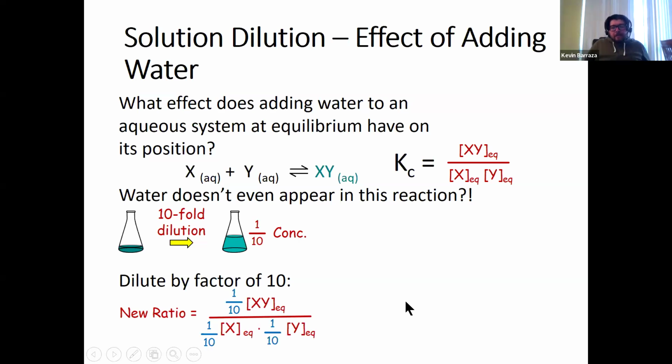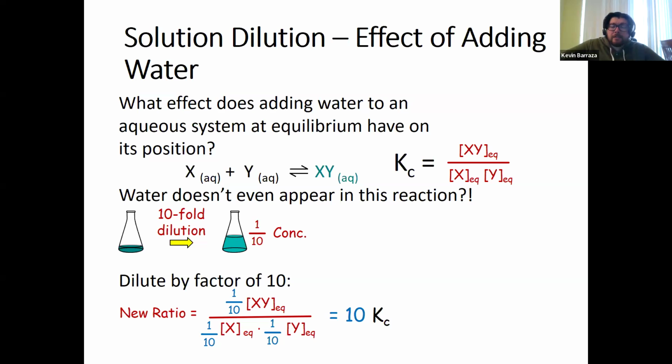Every single thing in this ratio is now decreased by a factor of 10. So upon simplification, what happened to my ratio? Did it get bigger, smaller, or stay the same? If we cancel and then move things around, there's a 1/10 that cancels, but one that doesn't. Our new ratio is 10 times the original correct ratio. So our ratio is too big.